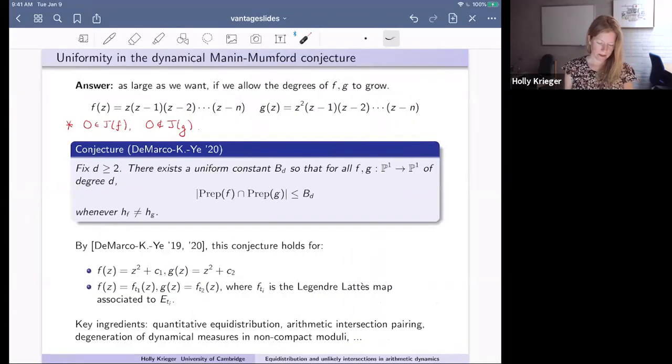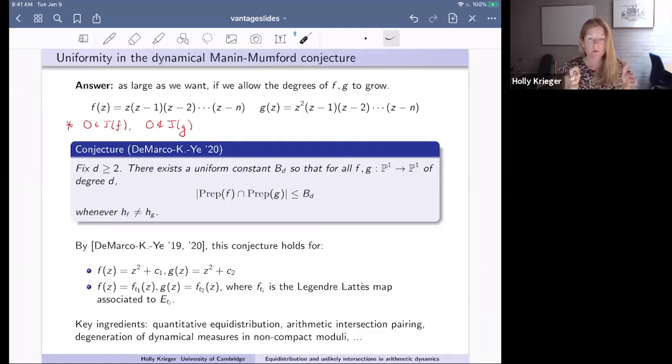So this question of how large this set can be, naively asked, is as large as we want. If we allow the degrees of the map to grow, then it's not hard to cook up an example that has as many common preperiodic points as you want. But what we suppose might be true, I think we called it a conjecture in our paper, though I probably should have looked before not calling it a question, is that if you fix the degree of the map, then this behavior cannot happen.